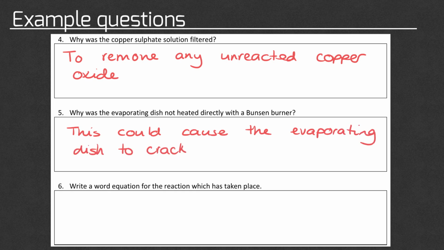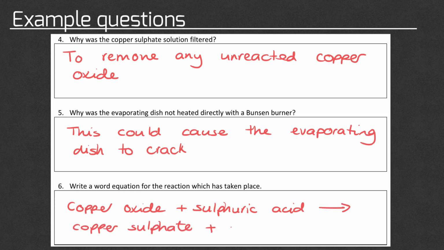Number 5, why was the evaporating dish not heated directly with the Bunsen burner? We used a water bath to heat it, as using a Bunsen burner could cause the evaporating dish to crack. Number 6, write a word equation for the reaction which has taken place, and that is copper oxide plus sulfuric acid makes copper sulfate plus water.